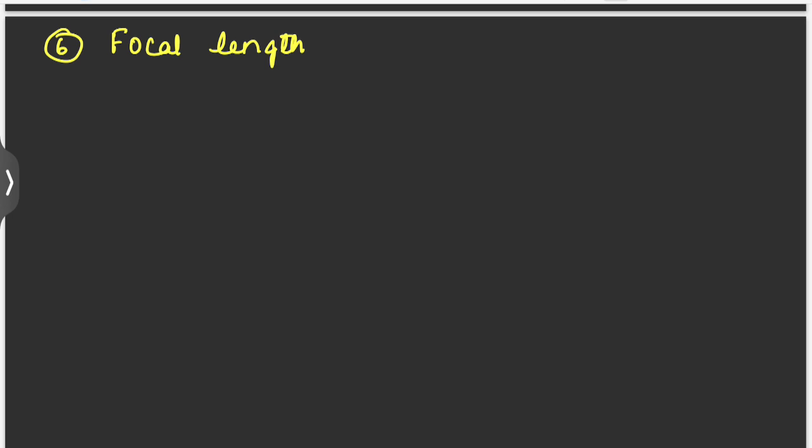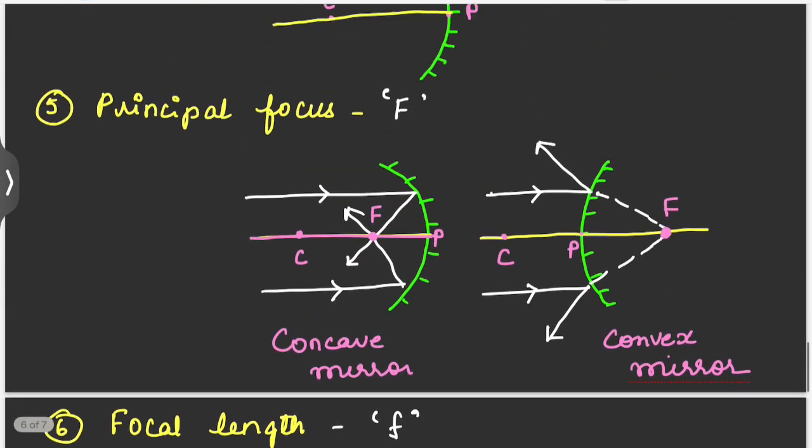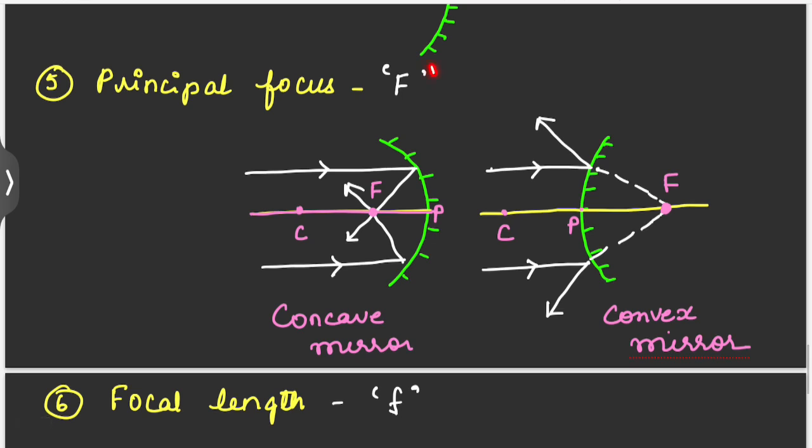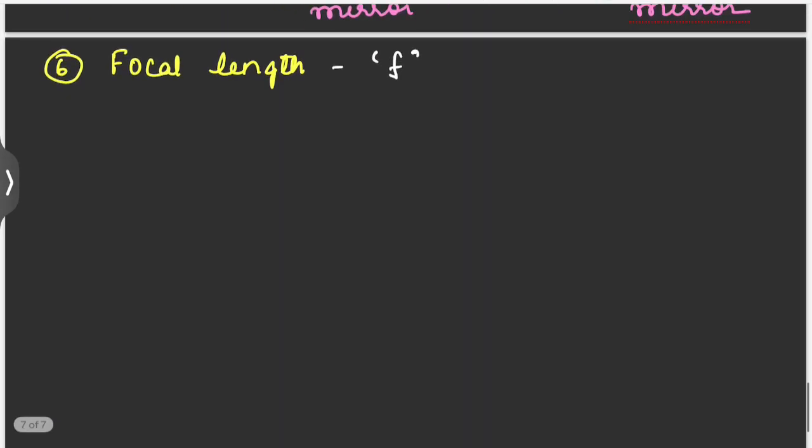And it is represented by small f. Capital F means what? See here. Capital F meaning is principal focus. Small f meaning is focal length. So we will see now what is this focal length.